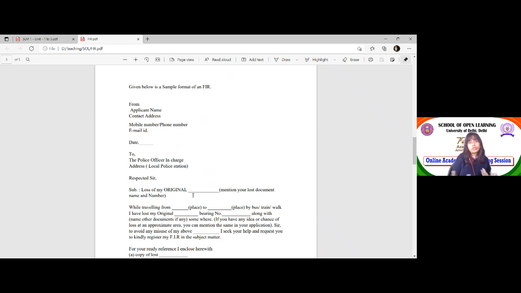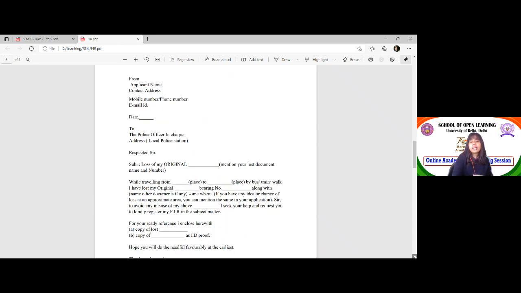Say you lost a document or your phone, so you write loss of my phone or loss of my original, whatever document that is. Then you write what happened while traveling from, say you were traveling from Vishwavidyalaya to Hoskas, you write while traveling from Vishwavidyalaya to Hoskas by, say, metro, I lost my original document bearing whatever, like you lost your file, so you write what was in that file.